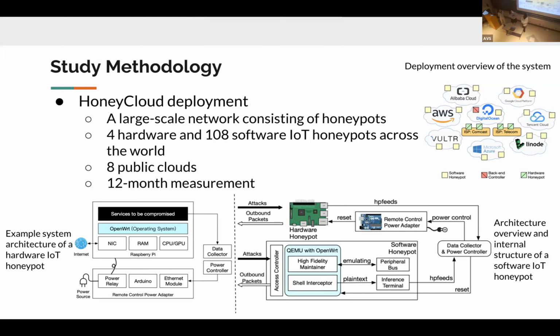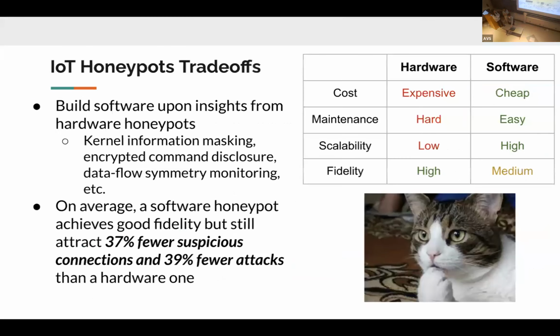As we can see in this overview, it consists of 8 public clouds and 108 software and also 4 hardware IoT honeypots. And here are the illustrations of the hardware and the software honeypots designed by the authors. And they actually conducted year-long experiments to collect real-world attack data.